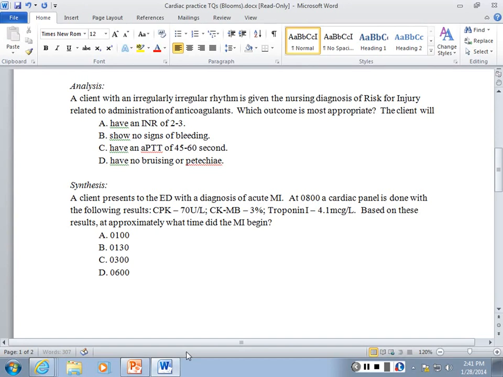Right. Okay, our book says 3.1. Yeah, it depends on the lab. But just remember what your book says. It's 3.1. And that's really high. That still is higher than what your book says. But yeah, it depends on the lab and how it's measured. There's different types of troponin also, but you just need to know troponin.